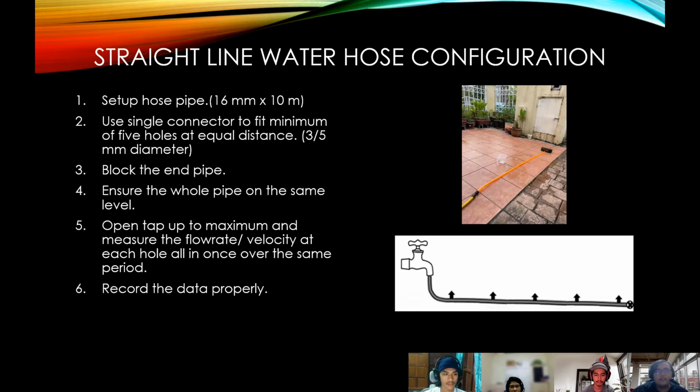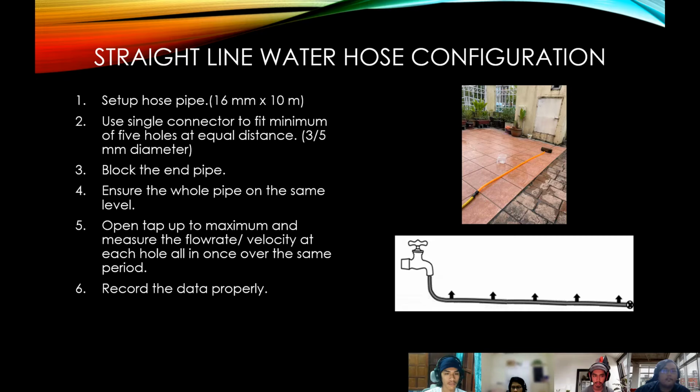Okay, for the straight line water hose, first, we set up a hose pipe, which is 10 meter by 16 mm. Second, use single connectors to fit a minimum of 5 holes at equal distance. Third, block the end of the pipe. Fourth, ensure the whole pipe is on the same level. Fifth, open the tap to maximum and measure the flow rate or velocity at each hole, one at a time, over the same period. The last is to record the data properly.